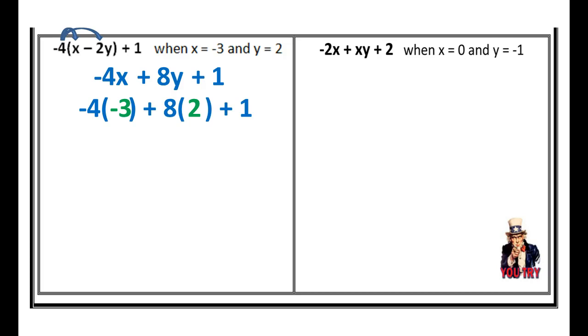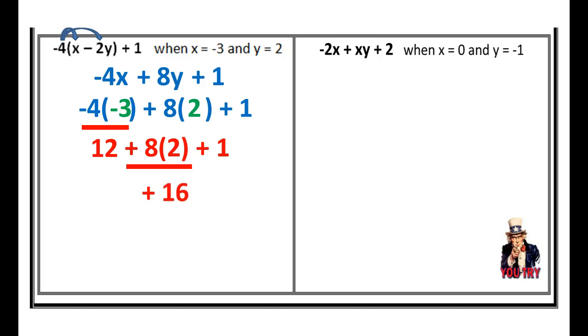-3 times -4 gives me +12. I underline, evaluate, rewrite. So I'm going to bring down everything: +8 times 2 plus 1. The next operation in the order of operations, I see multiplication again. 8 times 2 gives me 16. So I'm going to underline, evaluate, rewrite.